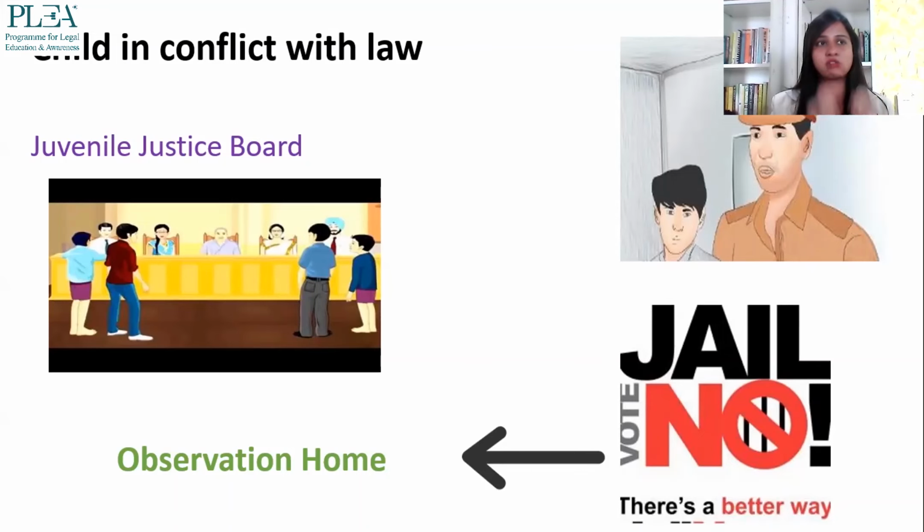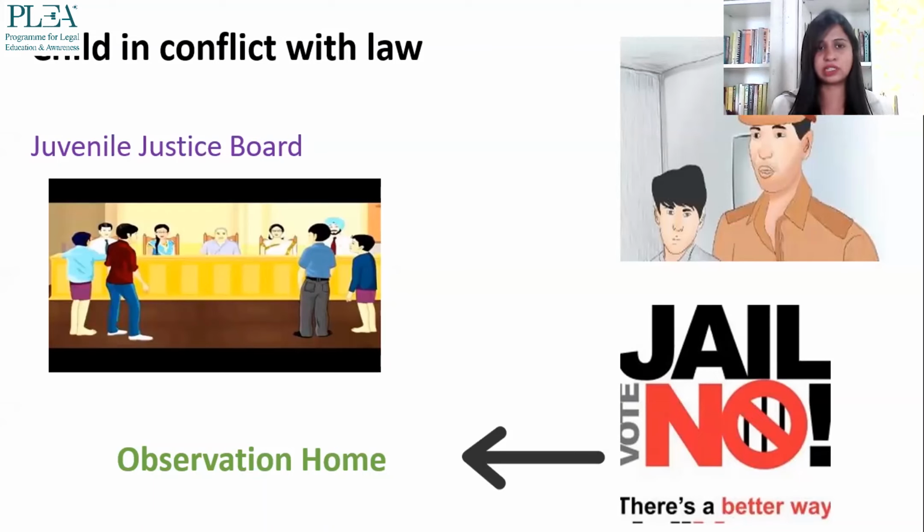Please also understand that the provisions through which a child is tried in court are much different from how an adult is tried. In fact, the court here is not called a court, it is called a board. Still, in general practice, we do say children's court. Children's court is a different term from Juvenile Justice Board, and there's a different committee called the Child Welfare Committee. So this is just an overview of child in conflict with law.